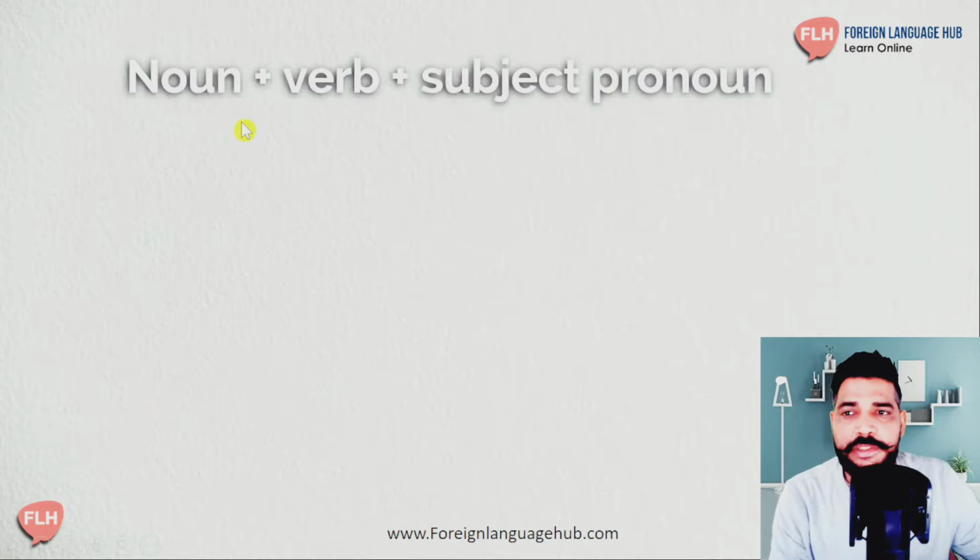Let's have a look at the syntax. In this case, the noun will be there. We don't touch it, we don't make any changes to the syntax of the noun, but there will be a verb, and after the verb we will put a subject pronoun for this particular noun.